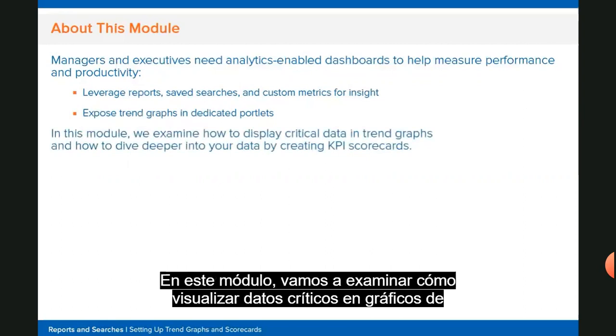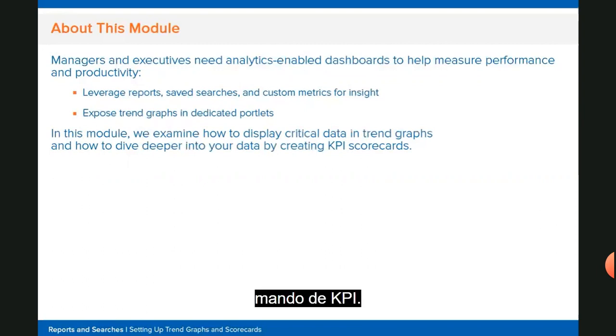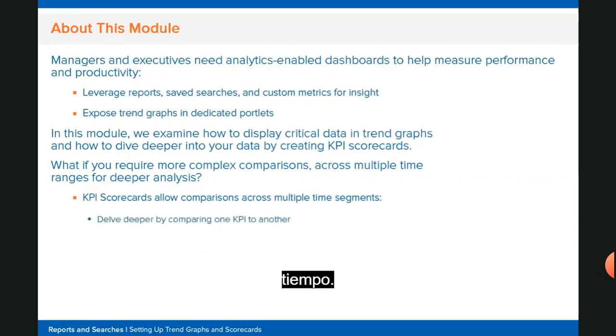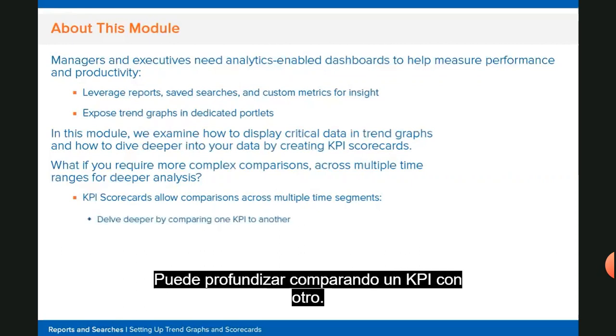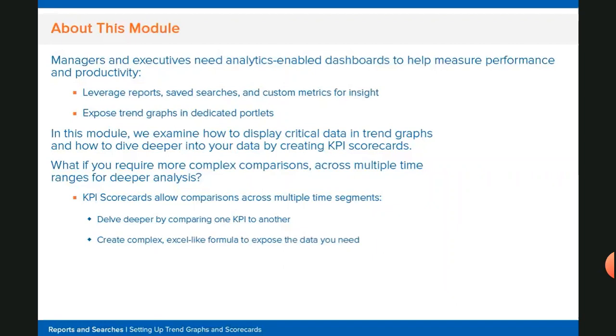In this module, we're going to examine how to display critical data in trend graphs and how to dive deeper into your data by creating KPI scorecards. A KPI scorecard allows comparison across multiple time segments. You can delve deeper by comparing one KPI to another, and you can create complex Excel-like formulas to expose the data that you need.